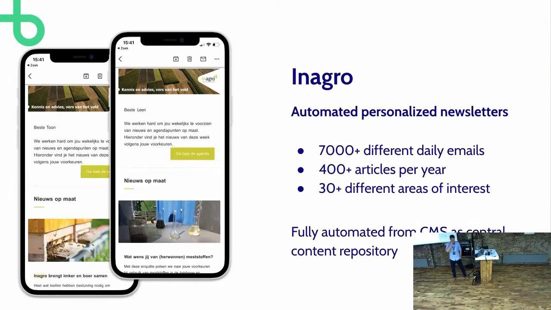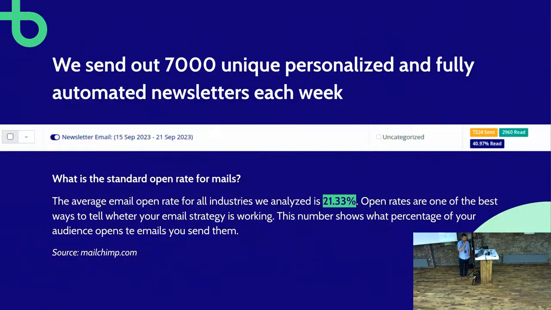Second case is where we now send 7,000 different daily emails, all personalized. The reason is this is a customer with a huge offering, a lot of different categories of farmers. They have to send very specific information about their target group. And the great thing about this is that normal open rates of campaigns which are not personalized is around 20%. If you personalize, you get it up all the way to 40%.